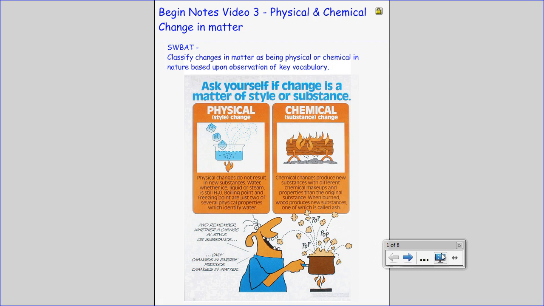Chemical change, on the other hand, is more of a substance change. It's when you have some object, some type of matter, and you've changed it into some other type of matter. So it's actually turning into something else. So a log turning into ash.